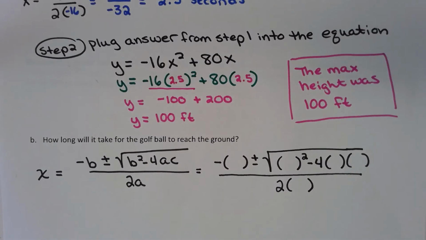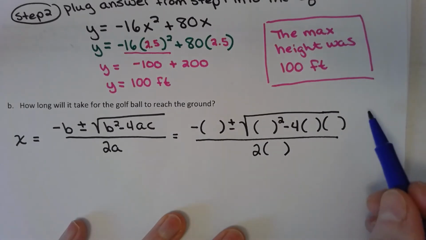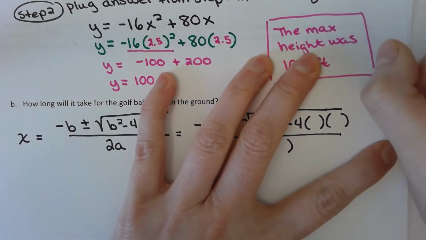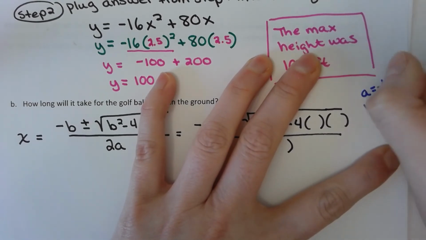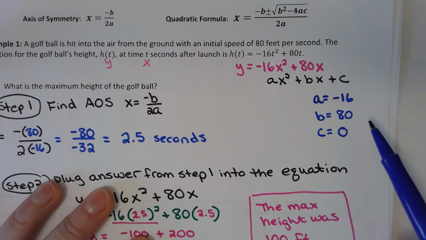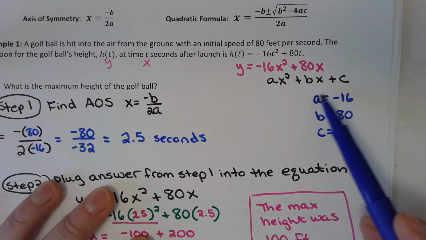And now what we need to do is use those A, B, and C values that we found in part A and plug them back into part B. Now I'm just going to rewrite them right here so that you can see them while I'm doing the notes. We said A was negative 16, B was 80, and C was 0. I got all of that information from what we did right up here.